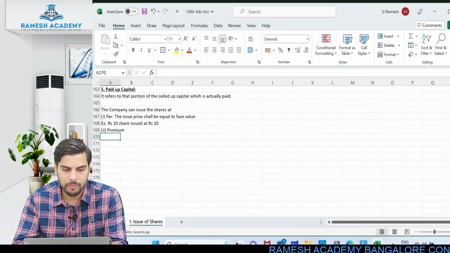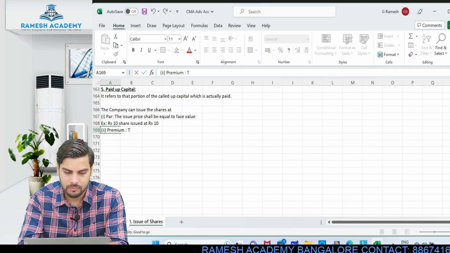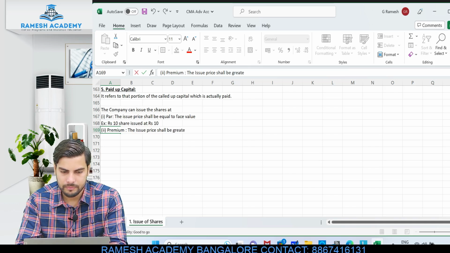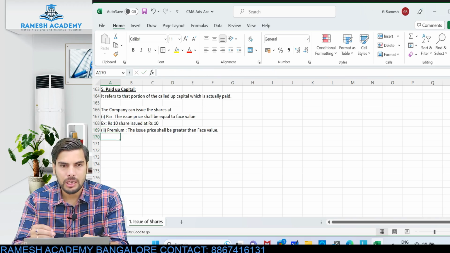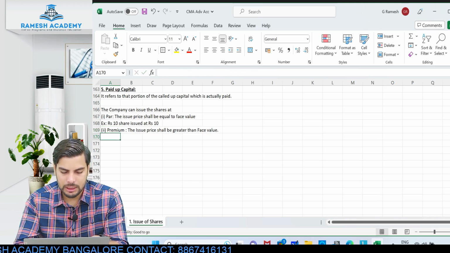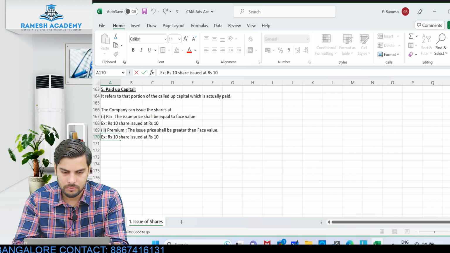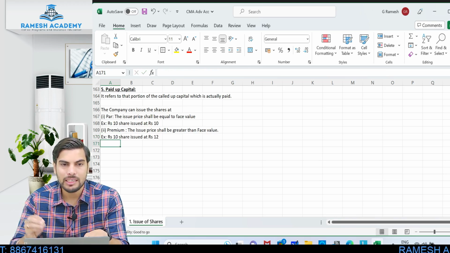Okay, so what about premium? Premium is the situation wherein the issue price shall be greater than face value. Now, a 10 rupee share, if I'm issuing it at 12 rupees, that would be treated as premium. So in this case, the 2 rupees will be treated as securities premium.